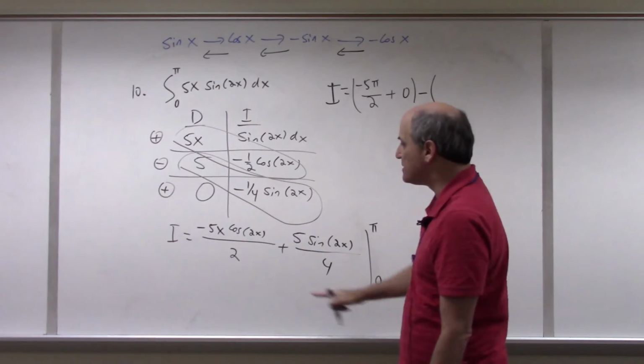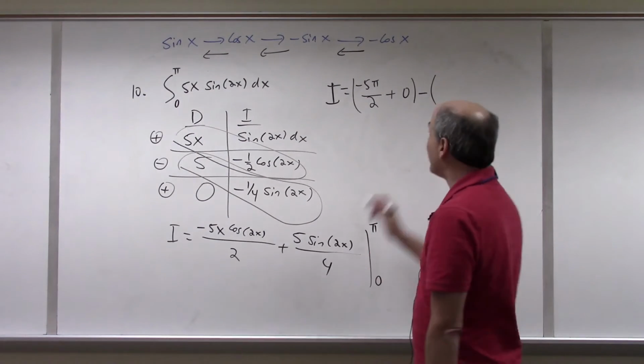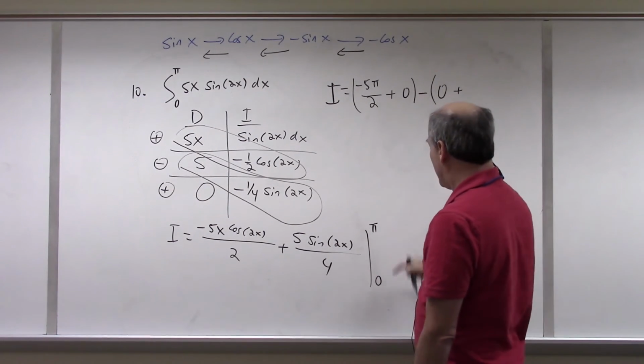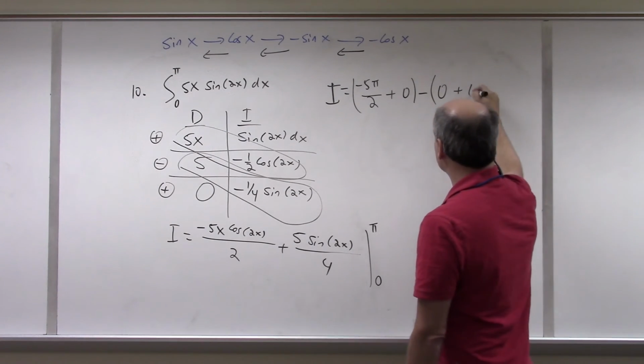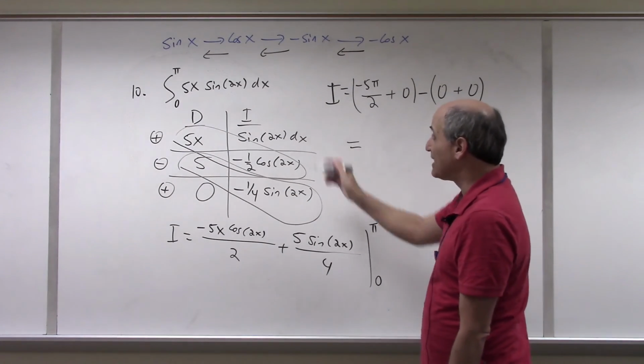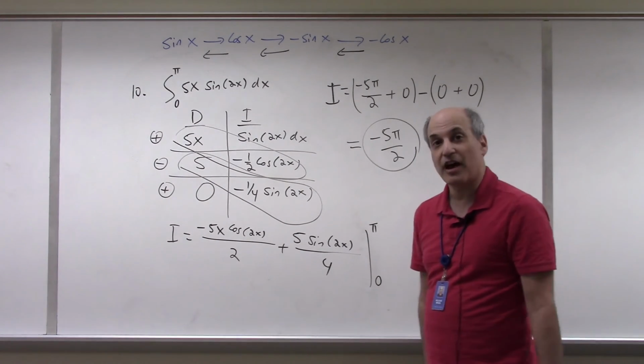Minus, plugging in 0 now, negative 5 times 0, well, that's enough to kill that term, so that's 0. And plugging 0 in here, sine of 0 is 0 again. That gets rid of that term. So it looks like the value of this integral is just negative 5 pi over 2.